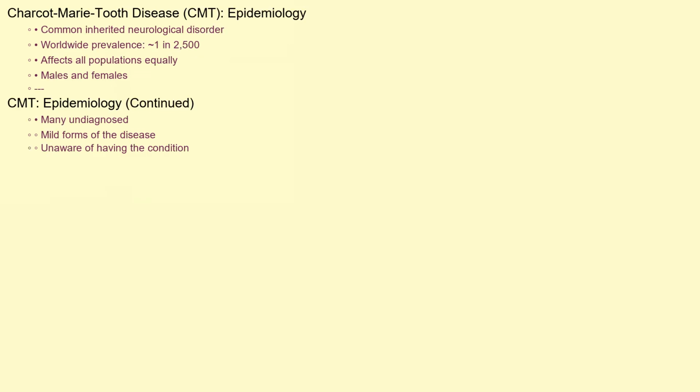In terms of epidemiology, CMT is one of the most common inherited neurological disorders. It affects an estimated 1 in 500 people worldwide. Because it is genetically inherited, it can occur in any population, and males and females are equally affected. Many people may be unaware they have a mild form of the disease, and thus are undiagnosed.